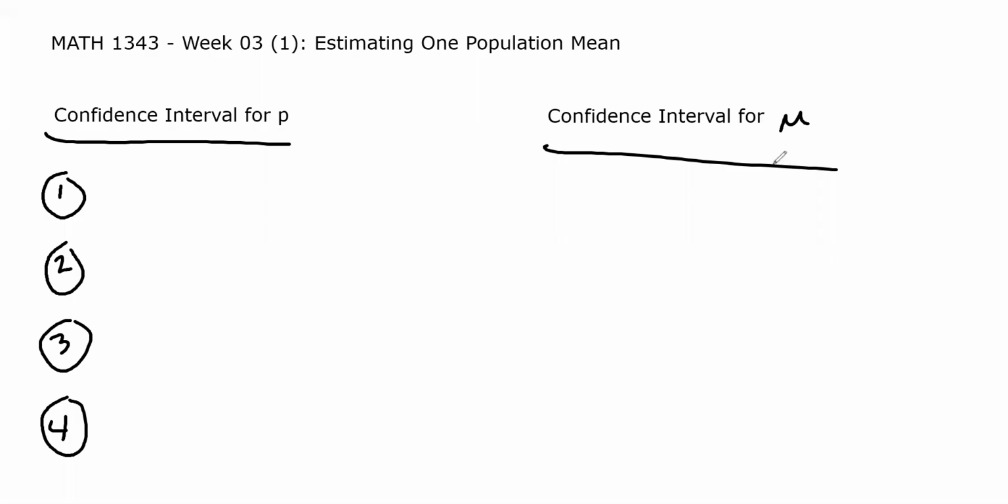Math 1343, Week 3, Video 1, Estimating One Population Mean.